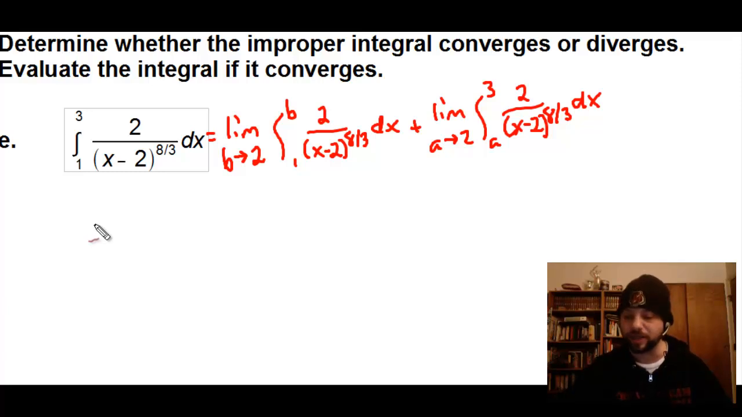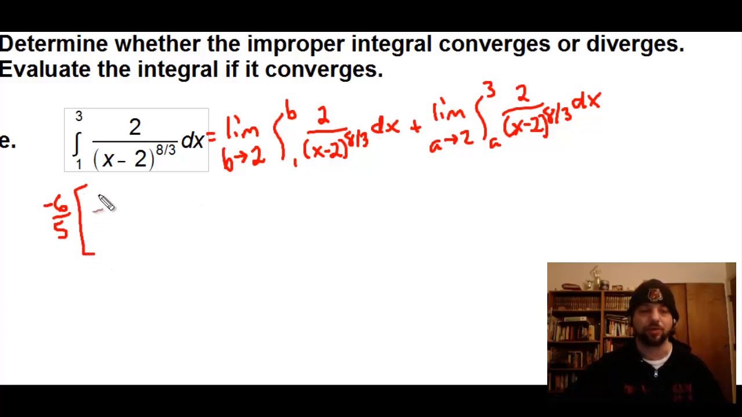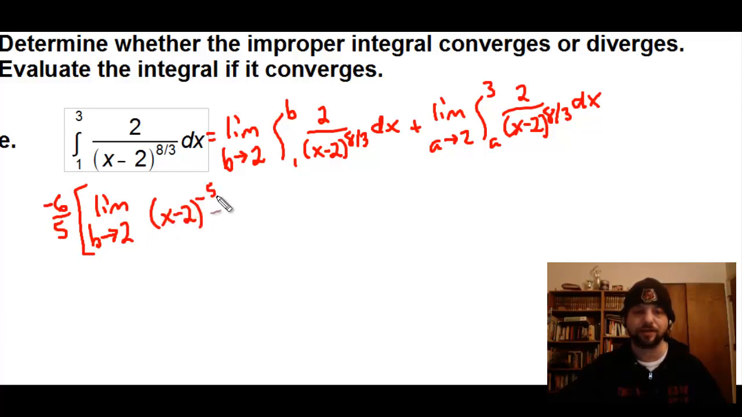Although if done correctly, you should get a result similar to this. There will be a negative 6/5 that will be present in both of these when I integrate them. So I'm just going to pull that out of both parts. Over here, I'll have the limit as b approaches 2. The integral of this is simply going to be, without the negative 6/5 there, (x − 2)^(−5/3). All right, and of course I'm going to evaluate that from 1 to b.